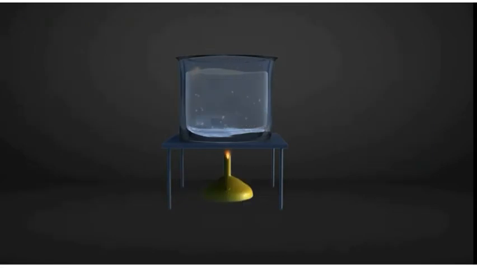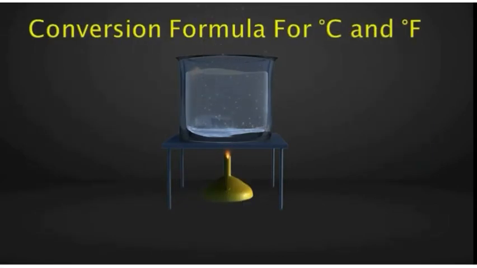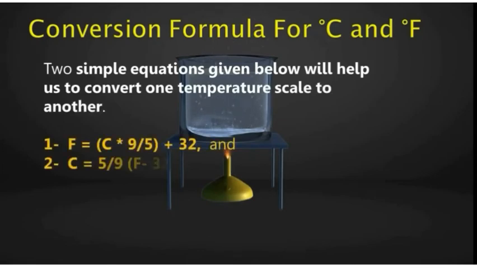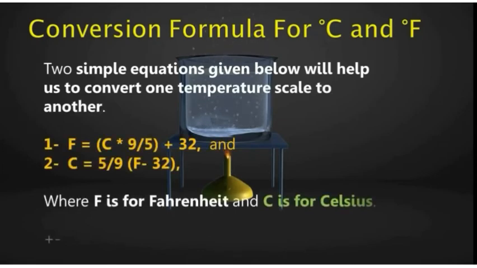Conversion formula for degree Celsius and degree Fahrenheit. The simple equations given below will help us to convert one temperature scale to another. Number 1: F = C × 9/5 + 32. Number 2: C = 5/9 × (F − 32), where F is for Fahrenheit and C is for Celsius.